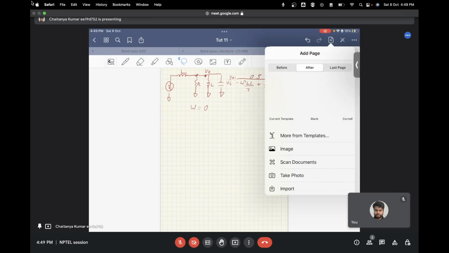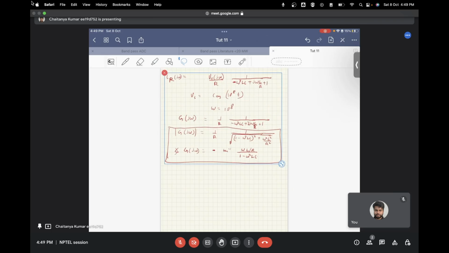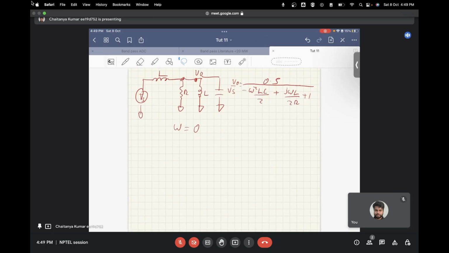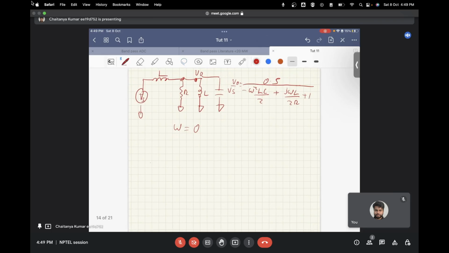Wait, let me push this to the next page. If we need to find out intuitively what must be the transfer function from Vs to V naught at DC, what one might do is, the common knowledge says that we short the inductance and open the capacitance, and work out the KCL and KVL to find the value at DC. So if we try to do that, what happens? Let's see. So we have Vs over here. This is short circuited. We have a resistance R.